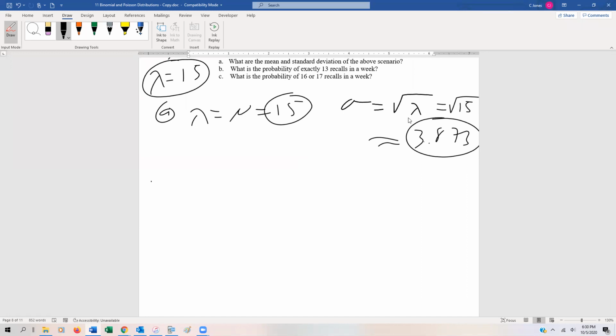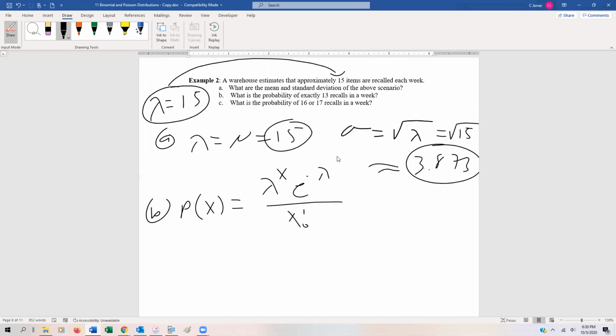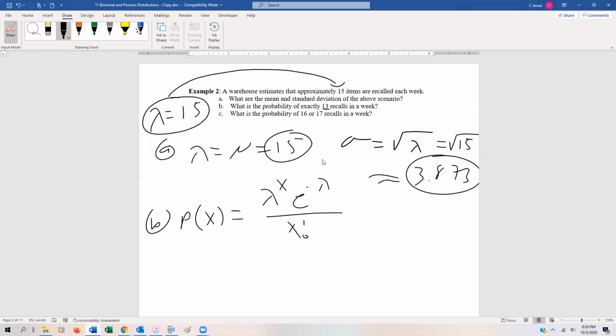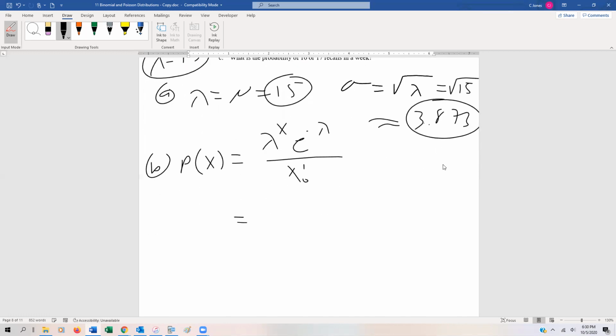All right. Probability of 13. Remember our formula. Lambda to the x, e to the minus lambda over x factorial. Well, x in this case is 13, and we know that lambda is 15. So that's going to be 15 to the 13th, e to the minus 15 divided by 13 factorial. And let's just shove it into our calculators.